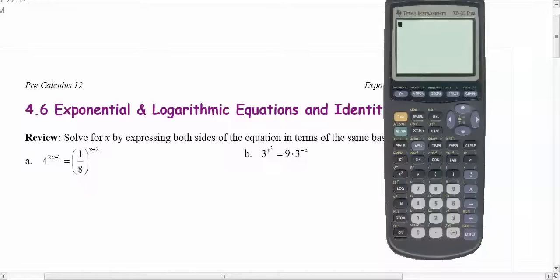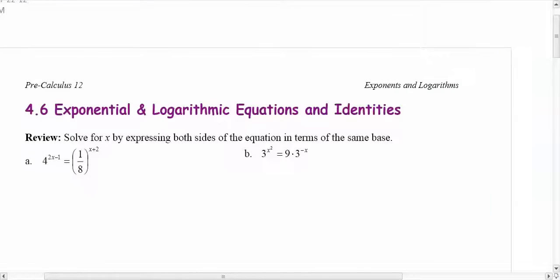Today we're looking at 4.6, exponential and logarithmic equations and identities. We can solve many different equations and identities using logarithms, but if things are in the same base, then you don't necessarily have to use logarithms at all.